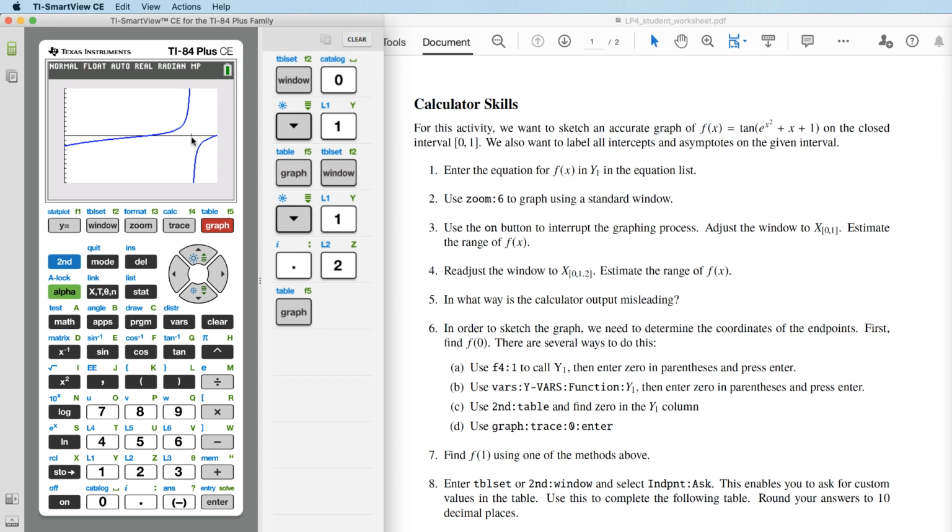Maybe not just rely on this one graph. What else can we do in the calculator to help us figure this out? Okay, so question number 5, in what way is the calculator output misleading?